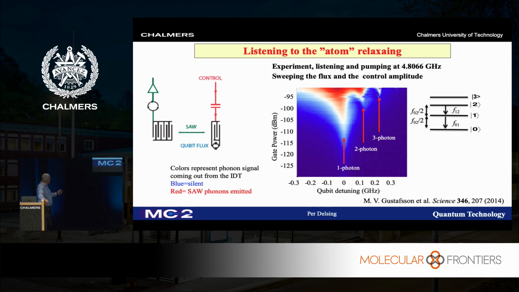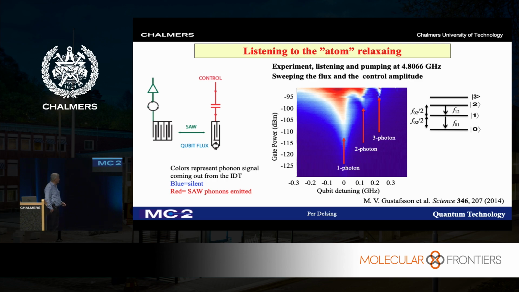So here is the experiment we did. So here is our artificial atom that we can then excite with this control. When it's excited, after a while, it decays and it emits a phonon. And the phonons that go out in this direction here, we can pick them up, and we can amplify them, and then we can measure. And that's what you see here. So red means that we have a large signal. Blue means that it's silent.